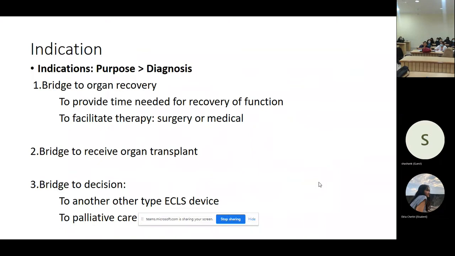Yes, sir. Good. So the purpose of use of ECMO is more important than the diagnosis. It is for organ recovery, to provide the time needed for recovery of function. When there is acute lung injury or ARDS, it provides time for recovery of the lung. In case of severe ARDS, if it is not responding to prone positioning and the ventilatory settings defined by the ARDSNet protocol, the patient is put on ECMO. How do we define severe ARDS? It is according to the Berlin definition, which we will discuss later.